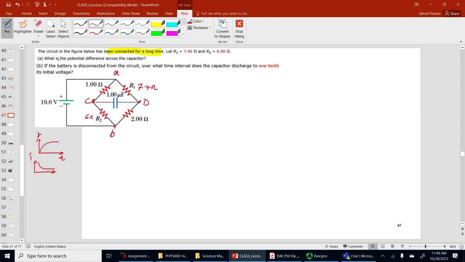The question asks for what's the potential difference across the capacitor. So basically we need to find VCD or VDC, doesn't matter.